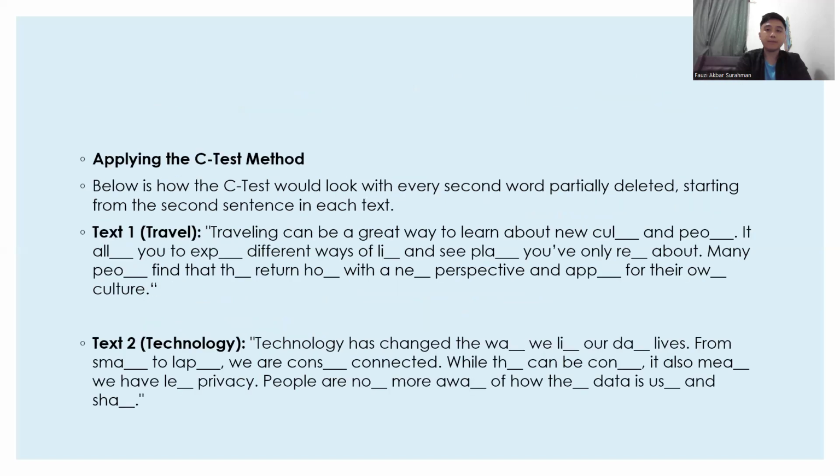Applying the C-test method. Below is how the C-test would look with every second word partially deleted, starting from the second sentence in each text. Text 1. Travel. Traveling can be a great way to learn about new cul_ and peo_, it all_ you to exp_ different ways of li_ and see pla_. You've only read _ about many pla_, find that th_ return home with a ne_ perspective and app_ for their o_ culture.